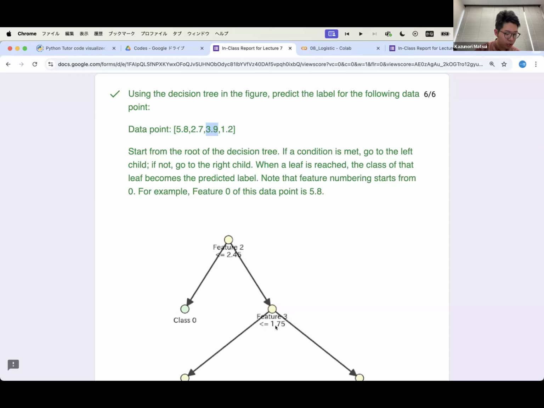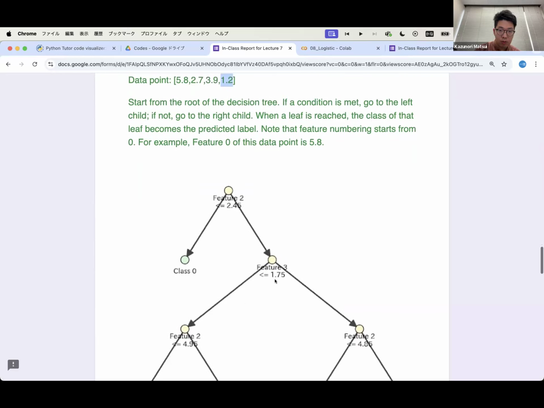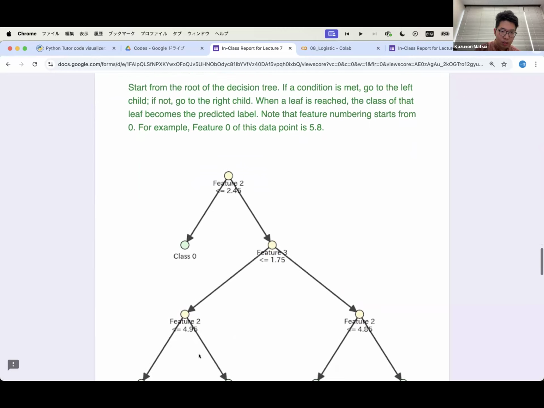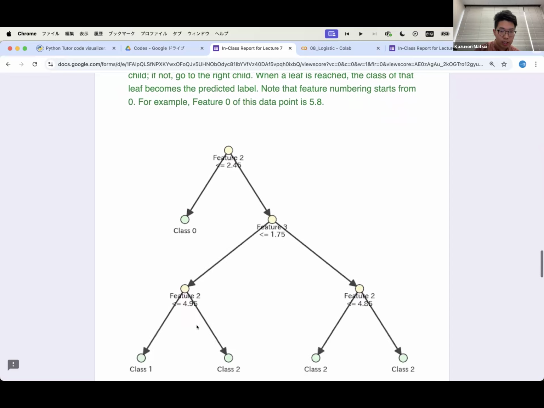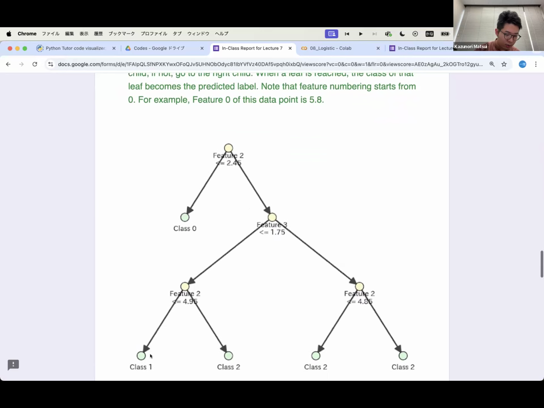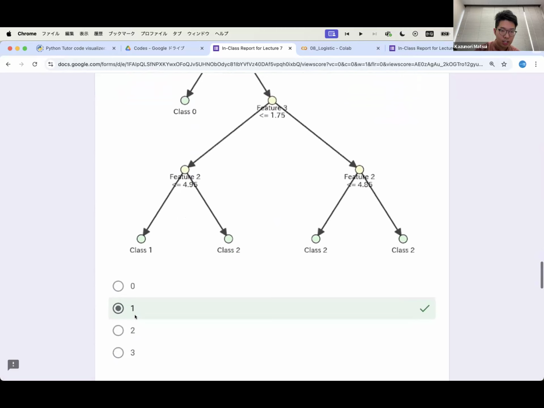The third feature is 1.2. So 1.2 is less than 1.75, so we go to the left. Feature 2 is 3.9, and 3.9 is less than 4.985. So we go to the left and find that it's classified as class 1. So the answer is 1.